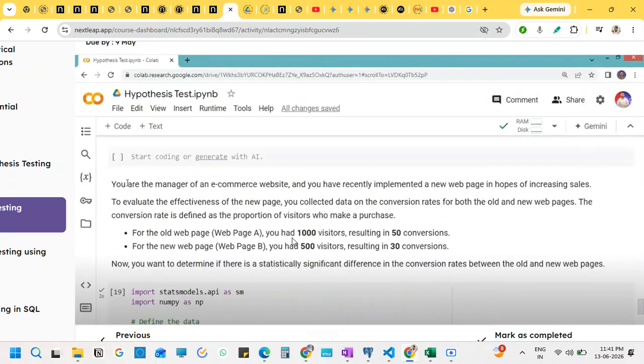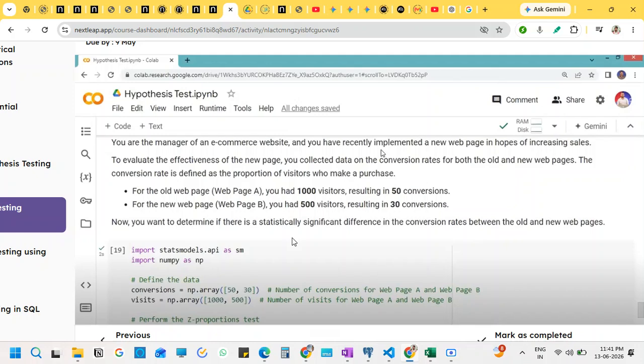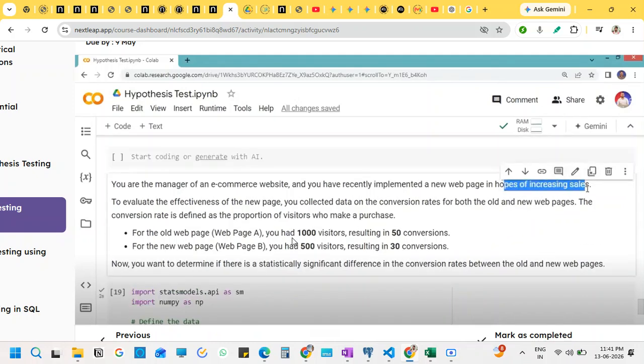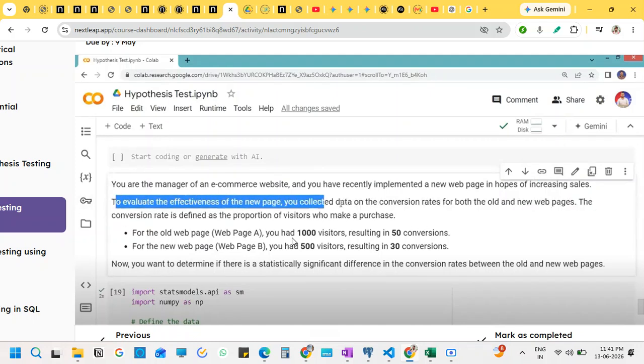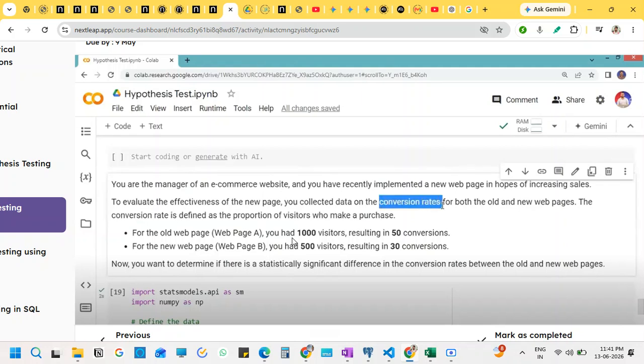So here, let's read the problem. You are the manager of an e-commerce website and you have recently implemented a new web page in hope of increasing sales. Now again, read the problem. What is your target? To increase sales. So my metric should be around it. This is my objective, to increase sales. To evaluate the effectiveness of the new page, you collected data on the conversion rate. Now we are capturing the conversion rate. So here the conversion rate is a metric of both the old and new web page.